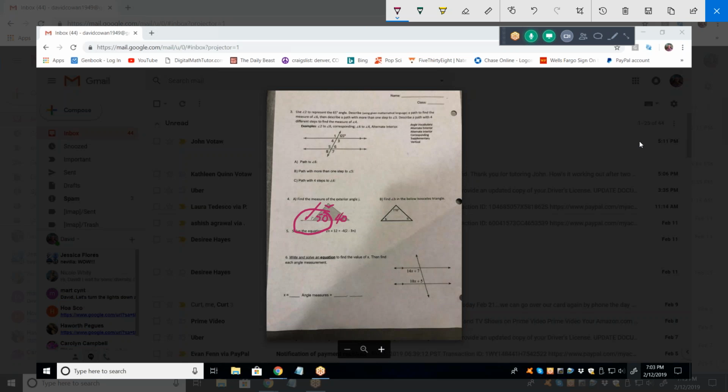Remember I said a good skill to have in geometry is the ability to subtract numbers from 180. So you're subtracting 50 from 180. What's 180 minus 50? 180 minus 50 is, I know this. 130. Oh, yeah. Okay.